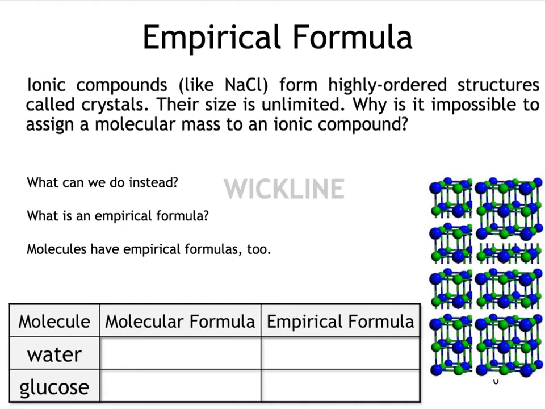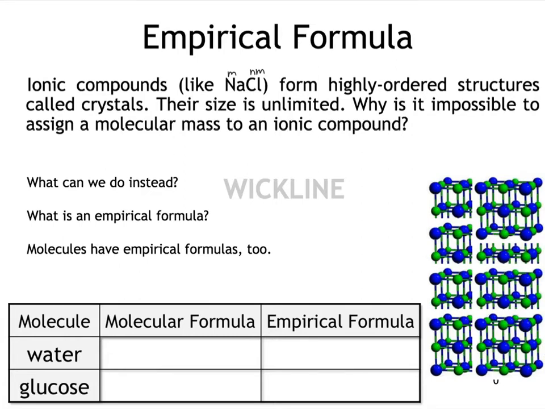So empirical formulas are the smallest whole number ratio of elements in a compound. I'll give you that definition in a second, but it is really important for ionic compounds, like NaCl, where you have a metal bonded to a nonmetal. They tend to form these really highly ordered structures called crystals. And the size of a crystal is actually unlimited. You can see here that I put in several little squares of crystal just to show that you can keep building them on top of each other, and there's no reasonable limit for where the crystal would have to stop growing.